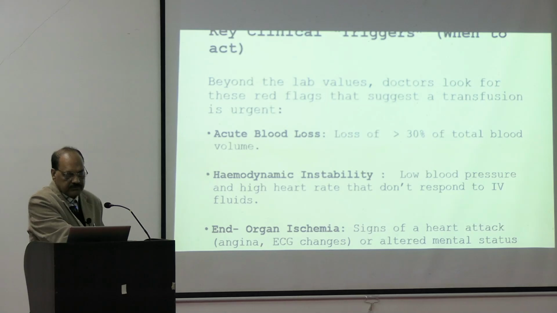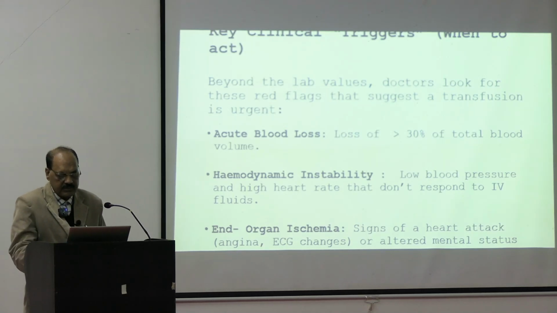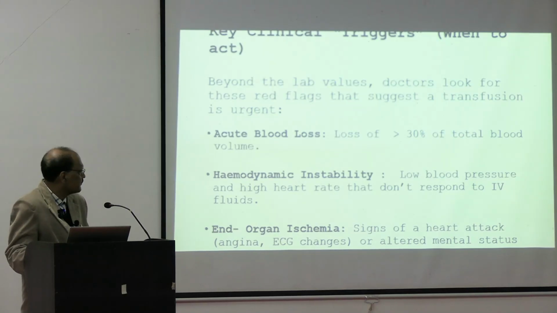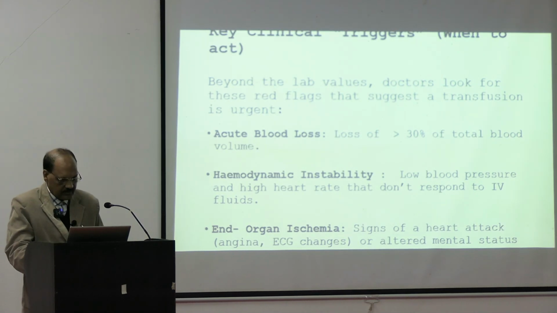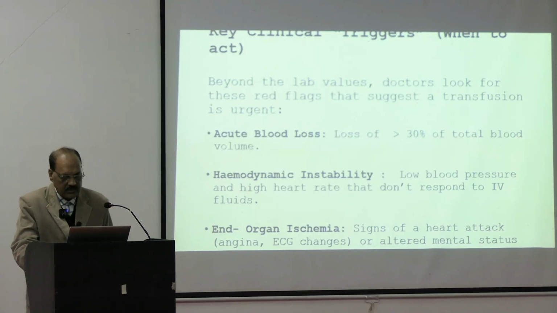Now, after telling all those criteria of blood transfusion, some key critical triggers we have to discuss now. When to act, when we have to start the blood transfusion. Beyond the lab value, doctors look for red flags that suggest a transfusion is urgent. What is that? One is acute blood loss. When blood loss is more than 30% of the total blood volume, we have to start the blood transfusion.